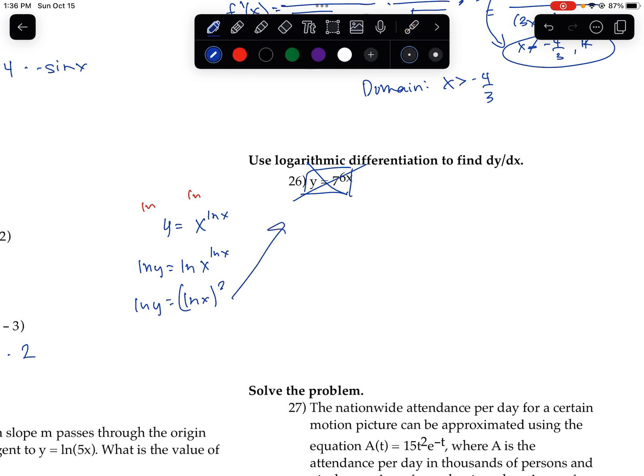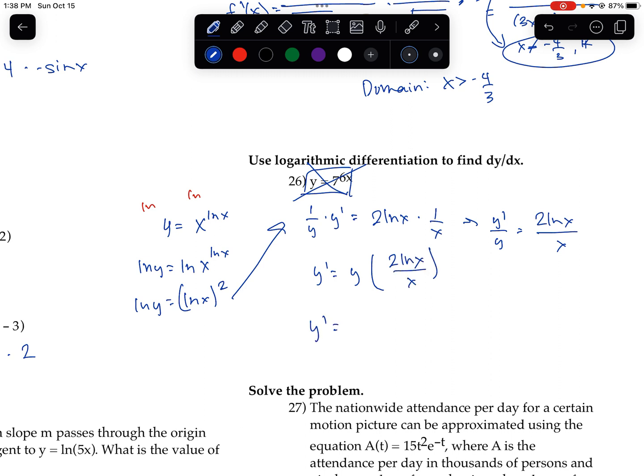The derivative of the natural log of y would be 1 over y times y prime. For this next part, use the power rule. I'm going to drop the 2. Inside stays the same, times the derivative of the natural log of x, which would just be 1 over x. So then y prime over y is equal to 2 natural log of x divided by x. Multiplying by y, y prime is y times 2 natural log of x divided by x, and y is equal to, in this case, x to the natural log of x, so times 2 natural log of x divided by x. And that is the answer.